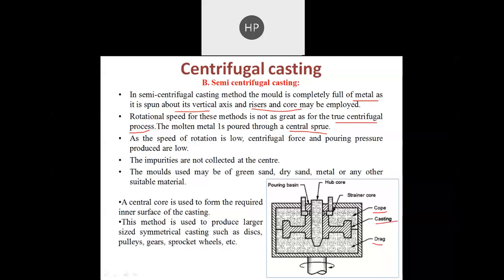And we require a hollow cavity, so here the core may be fixed, as we discussed. This central core is given, and then from the pouring basin the molten metal is poured, and that molten metal goes to the different areas of the casting by use of centrifugal force, and it requires a lower speed as compared to true centrifugal casting.